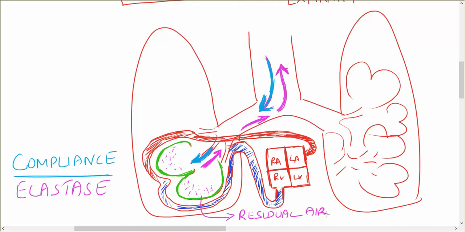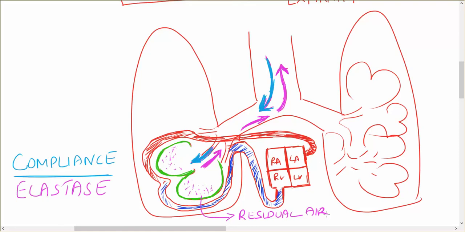Okay, this air is very important. When all the air goes out during expiration, some amount of air is left behind to avoid the collapse of the alveoli, because the alveoli have to maintain their sac shape. So this is called residual air.